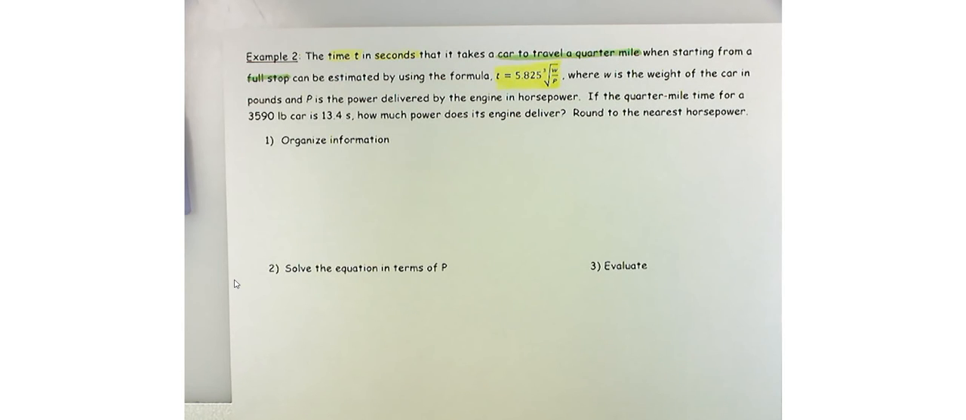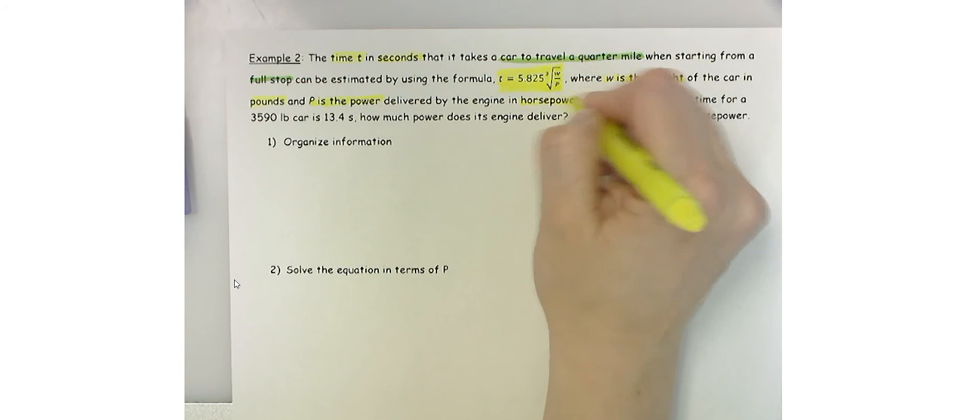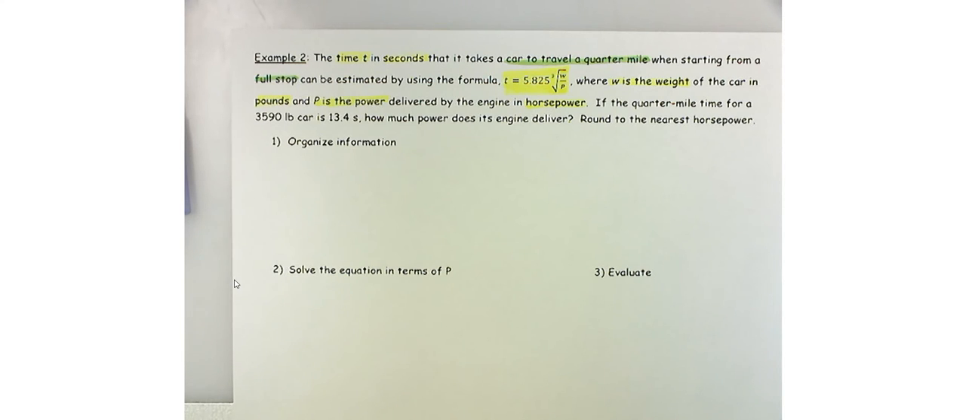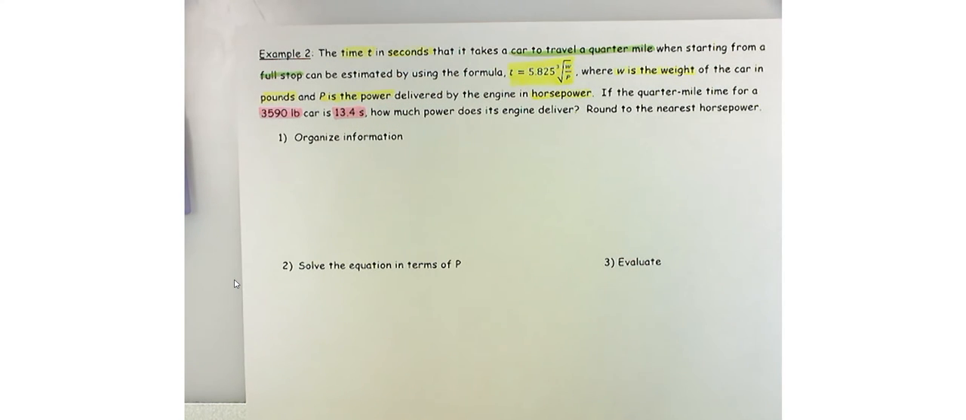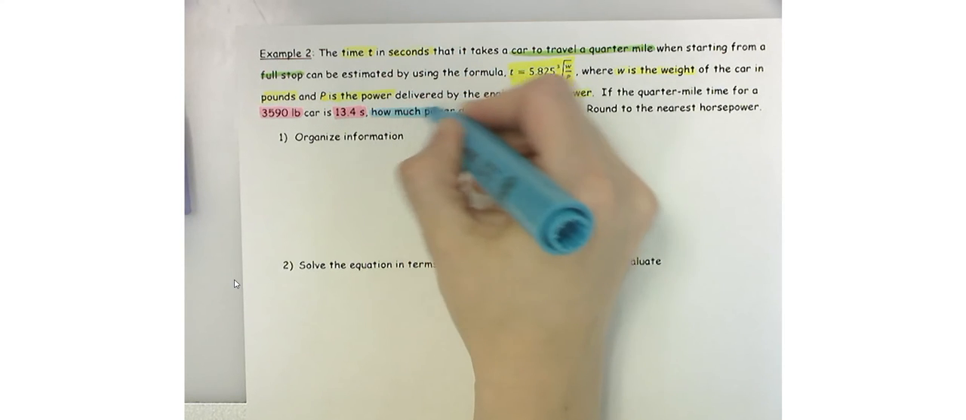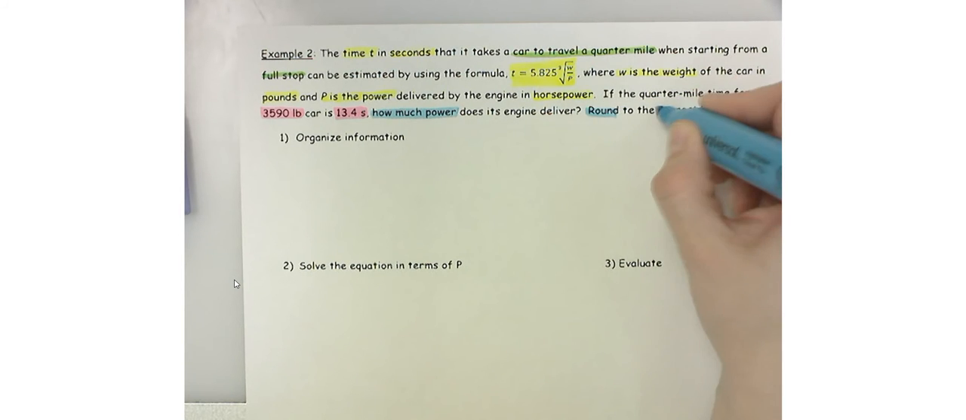If the quarter mile time for a 3,590 pound car is 13.4 seconds, and then I like to highlight my question, how much power does its engine deliver? Okay, and then we are going to be rounding to the nearest horsepower, which means we're going to be rounding to the nearest whole number. And then again, we notice this quarter mile time comes up. That's just associated with the time itself.